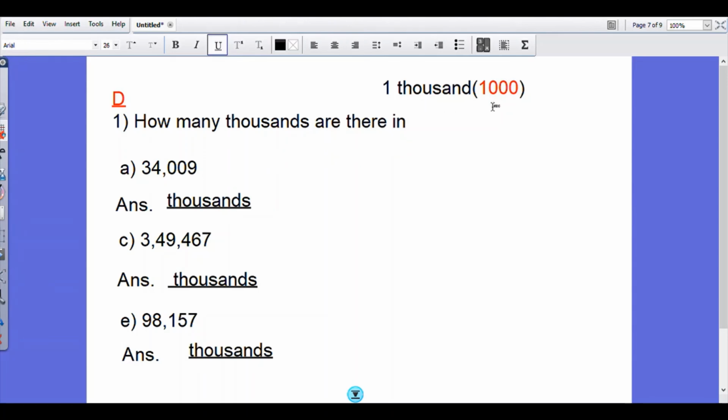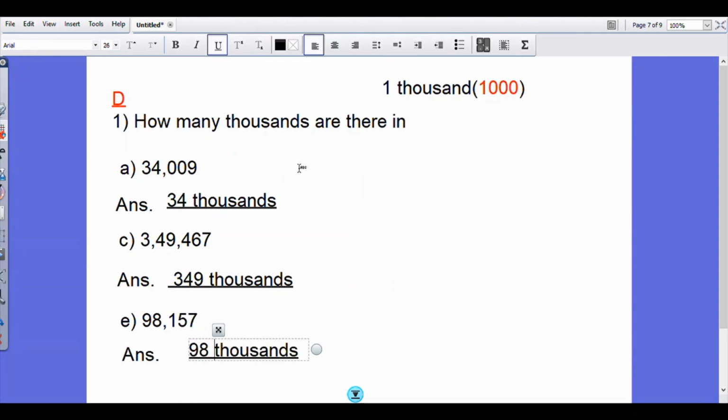Okay, student. Now next, how many thousands are there in the number? You know 1000 has three zeros, so you leave the last three digits, starting from the right: 1, 2, 3. Now the remaining is 34,000. Here again leave 1, 2, 3. So the answer is 349,000. Again leave 1, 2, 3.